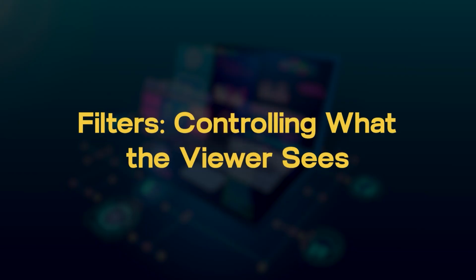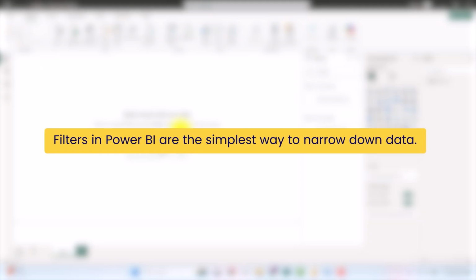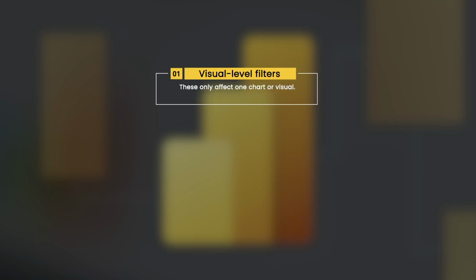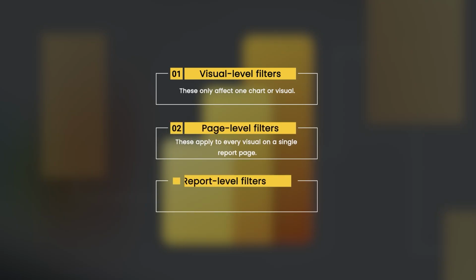Using filters, slicers, and drill through in Power BI. Now it's time to take things a step further by making your dashboards interactive so users can explore the data themselves. Filters, controlling what the viewer sees. Filters in Power BI are the simplest way to narrow down data. You can apply them in 3 different places. Visual level filters. These only affect one chart or visual. Page level filters. These apply to every visual on a single report page. Report level filters. These apply to all pages in the report.